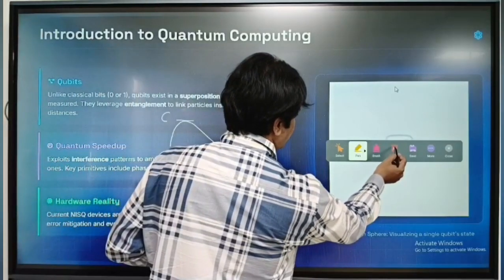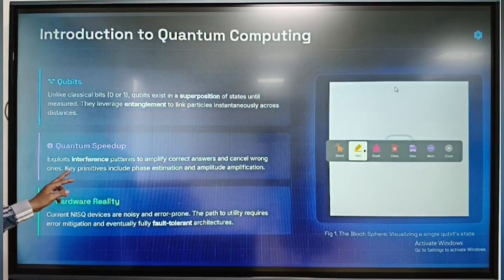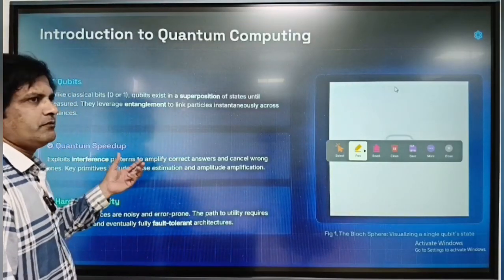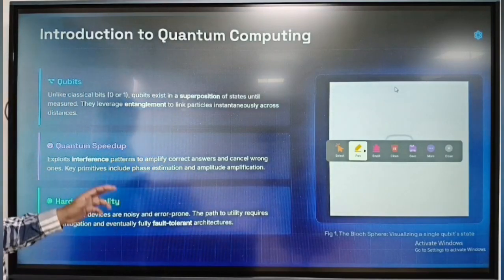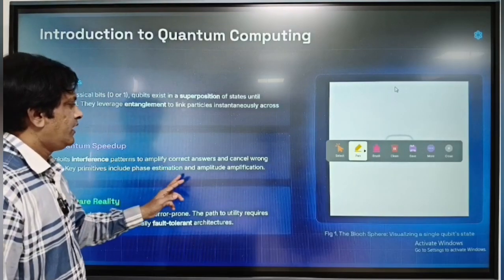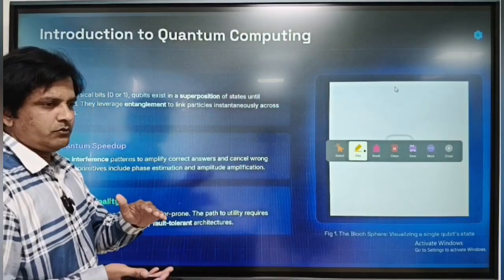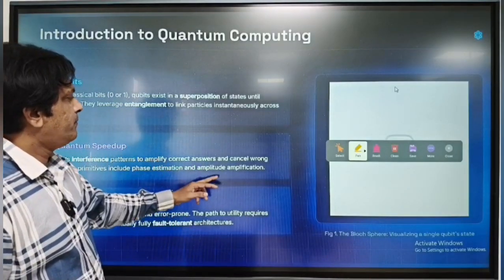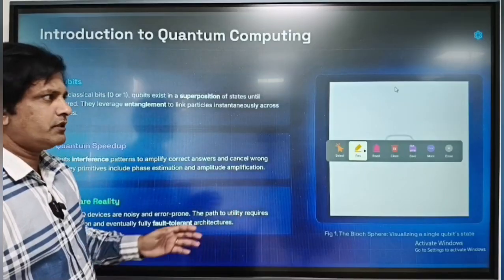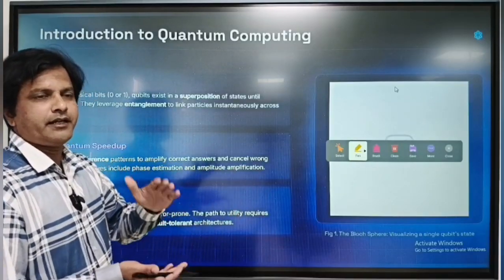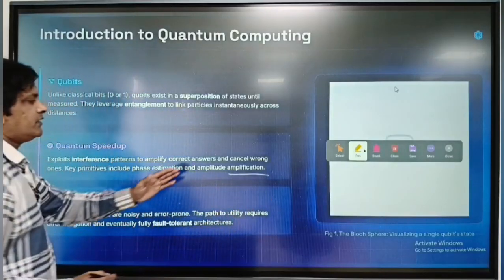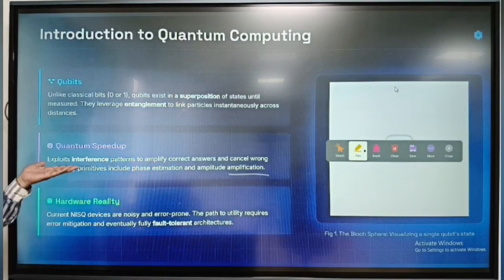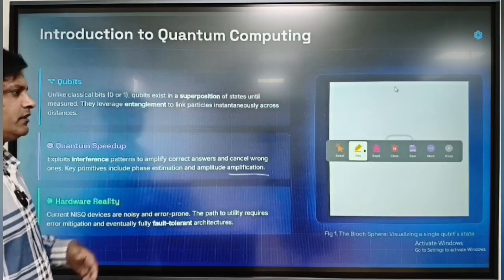So a qubit is like a wave function, and the key primitives include phase estimation. Whenever the wave propagation occurs, the speed of the quantum process actually depends on the crest and trough. So phase estimation and amplitude amplification. Whenever two waves are superimposed with coherence, same phase and same frequency, the amplitudes get added. So this amplification is nothing but increasing the amplitude in a crest. So this is the quantum speed up process, which uses the interference patterns to amplify the correct answers.